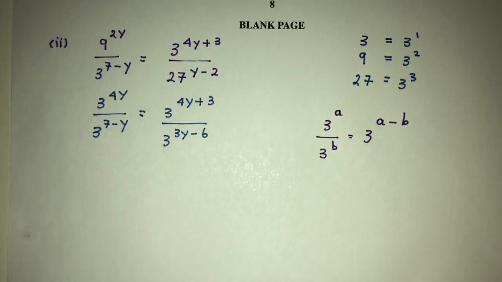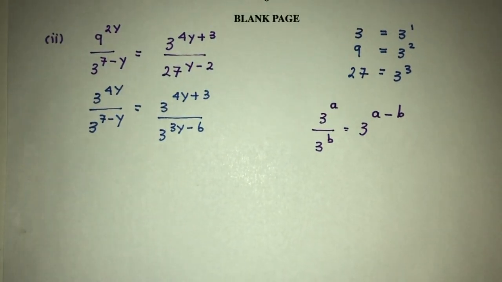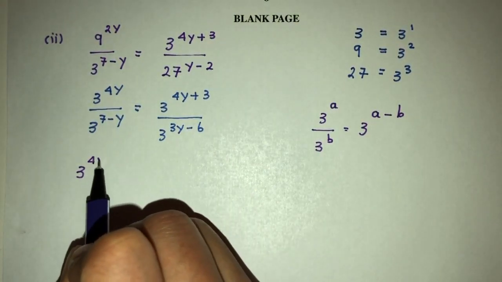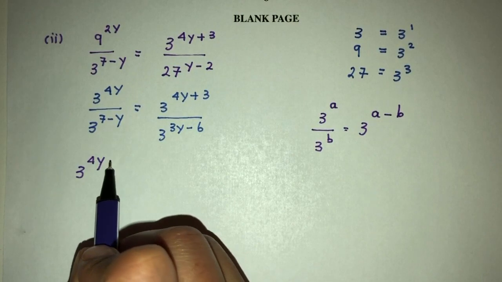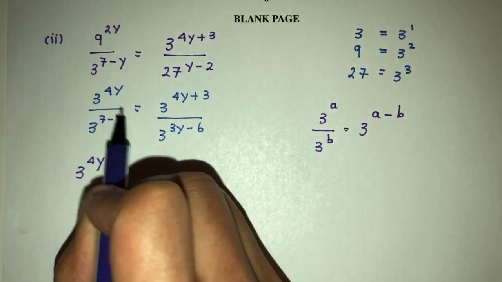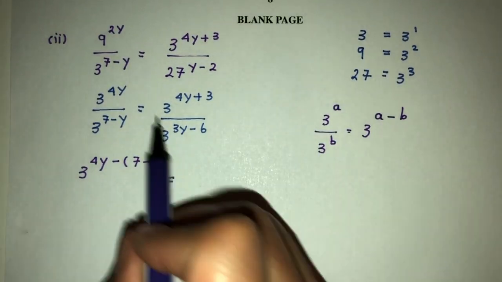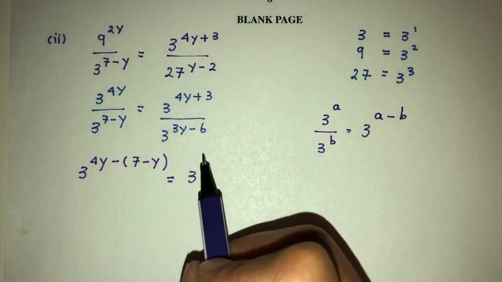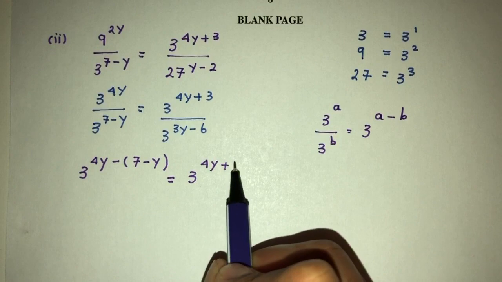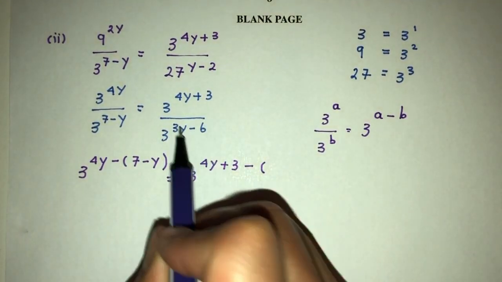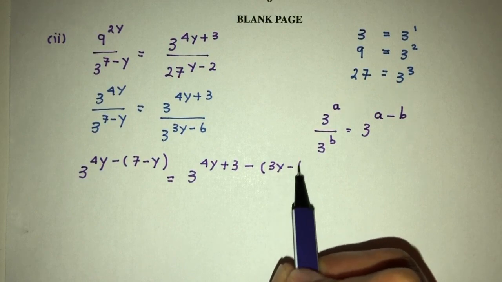So same logic here. We have the same base. We can combine them together. So what do we have? You have 3 as the base. Here we have 4y. We have divide become minus, and then the value here will be 7 minus y. E is equal to, here we have 3, 4y plus 3. Here we have divide become minus. Put your bracket here, and here you will have 3y minus 6.